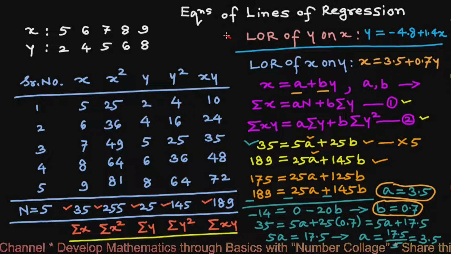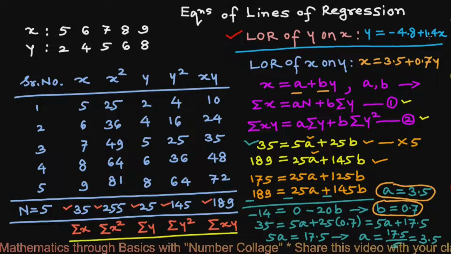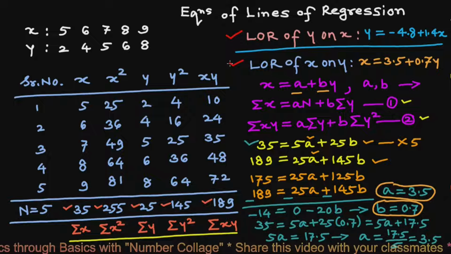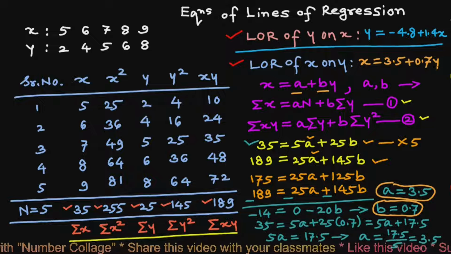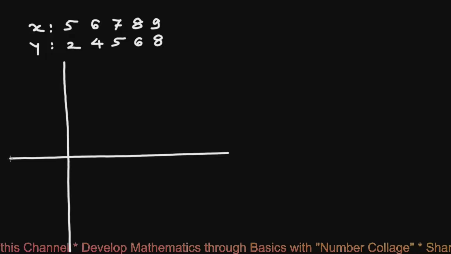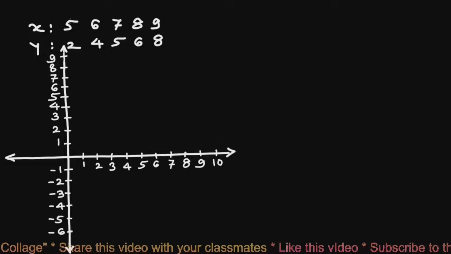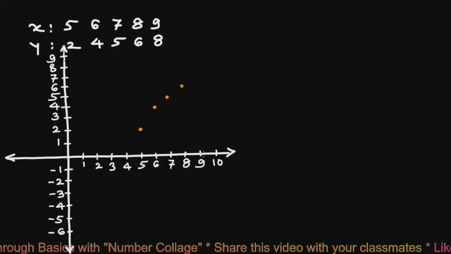So we have line of regression of y on x as y equals minus 4.8 plus 1.4x, and line of regression of x on y, x equals 3.5 plus 0.7y. Now we will see what it all means. We are given the following data of pair of values of x and y. Values of x, values of y. We will plot these points on an xy coordinate system. First 5 2, 6 4, 7 5, 8 6, 9 8.